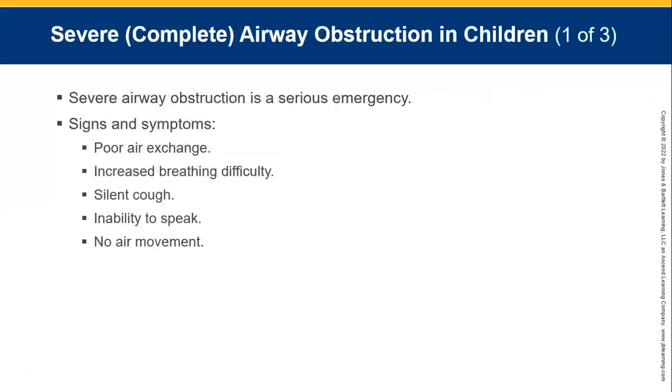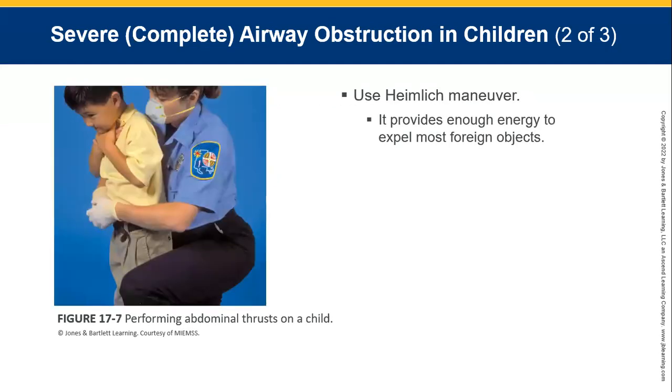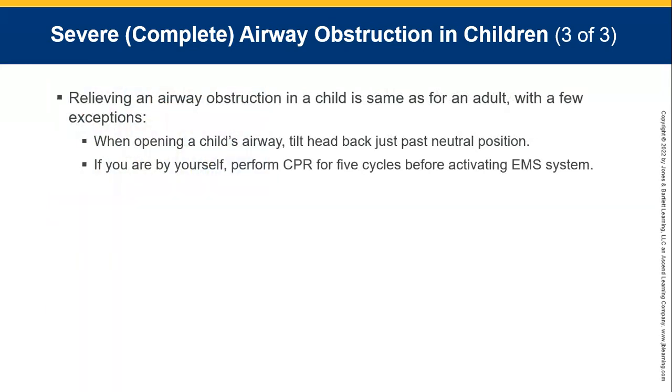Severe airway obstruction is a very serious emergency. Poor air exchange takes place, there is increased difficulty breathing, a silent cry, inability to speak, and no airway movement at all. That's a very big problem. If 5 back slaps aren't helping and the patient can't cough, you might want to try gently using a Heimlich maneuver to try and dislodge or move any objects found in the patient's throat.